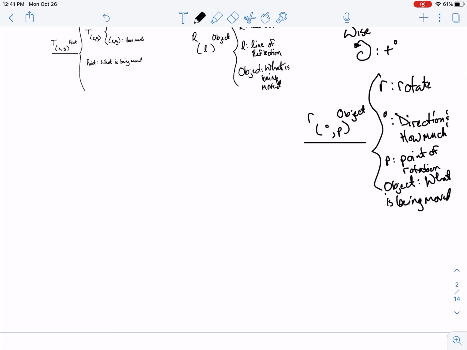The last rule I want to tell you is that a 90-degree rotation gives us the following movement. A point (x, y) becomes (negative y, x).